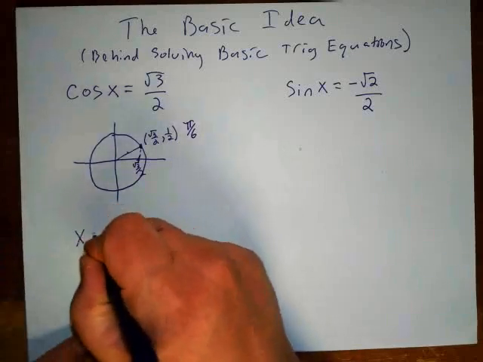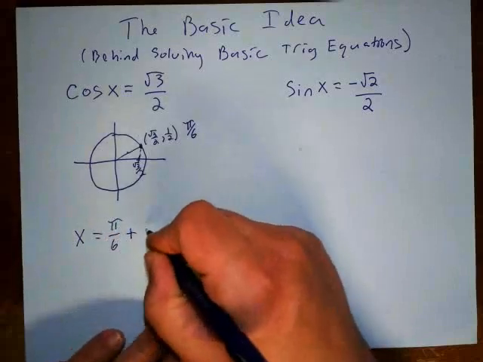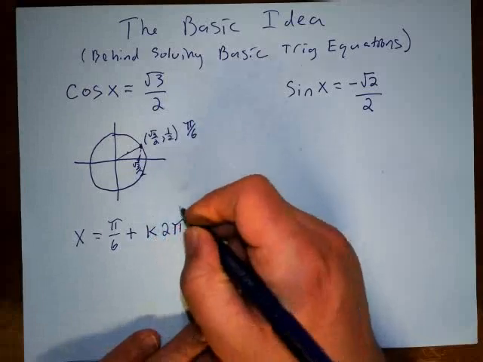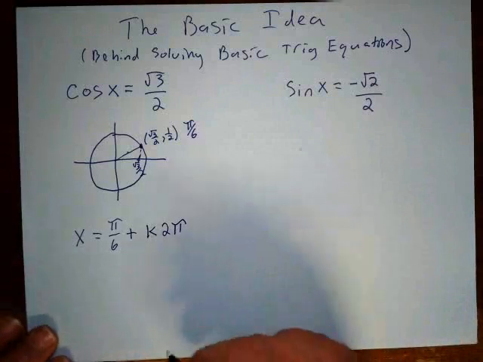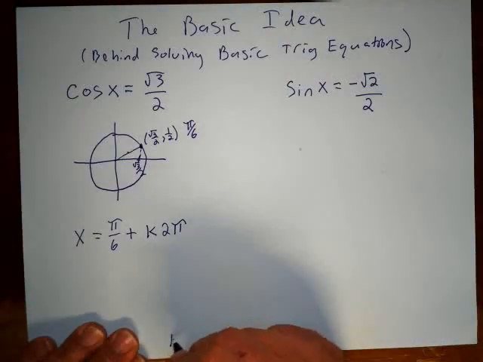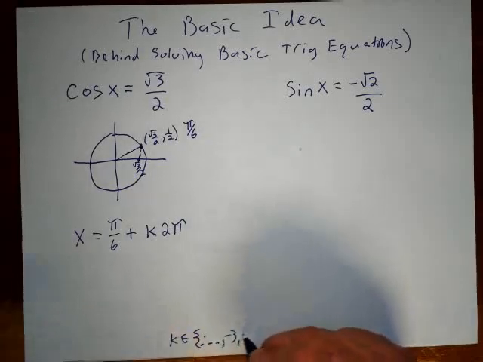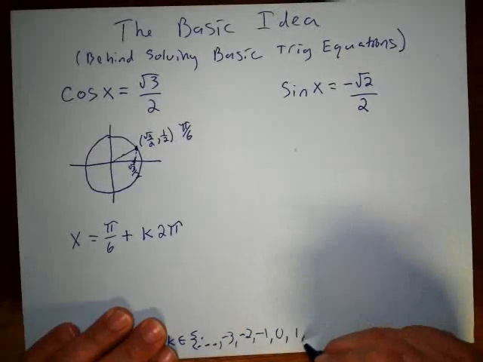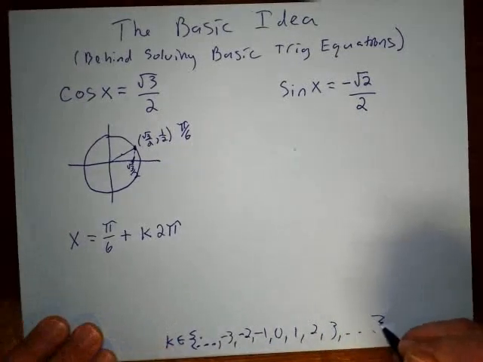Okay? And so the way we write that out here is I would have pi over 6, but then I'm going to add an expression that gives me all those rotations. Okay? K here is, I'll write it down here, K is an element of the integers. And so by the integers, I mean -3, -2, -1, 0, 1, 2, 3, and so on.